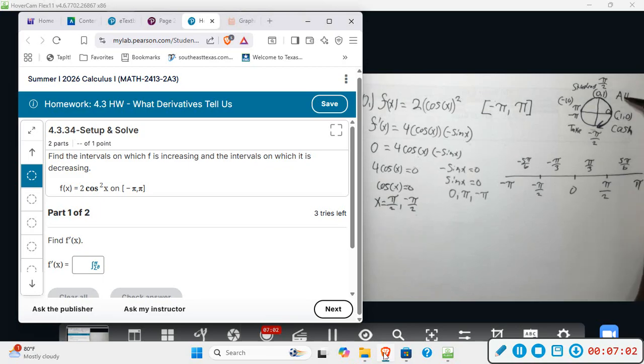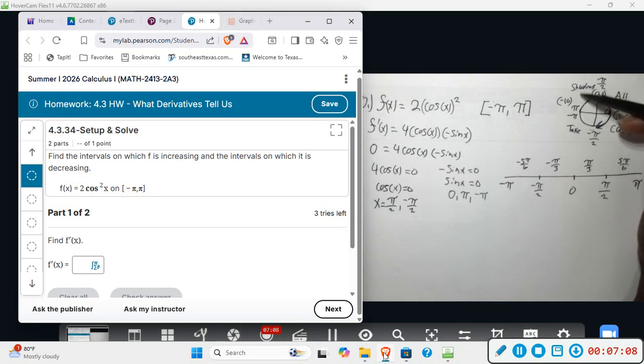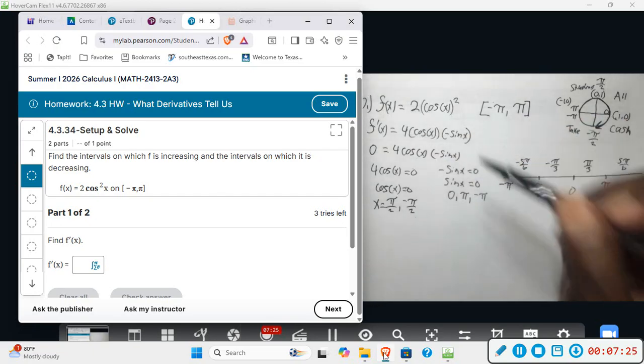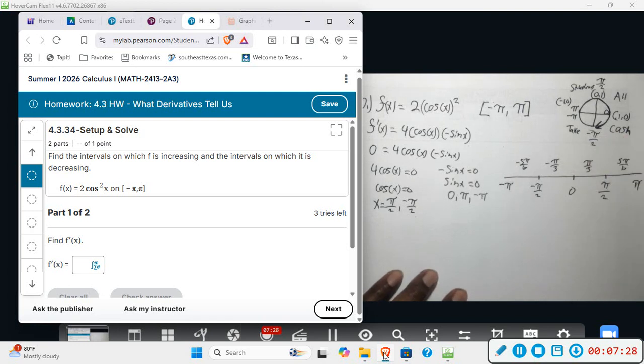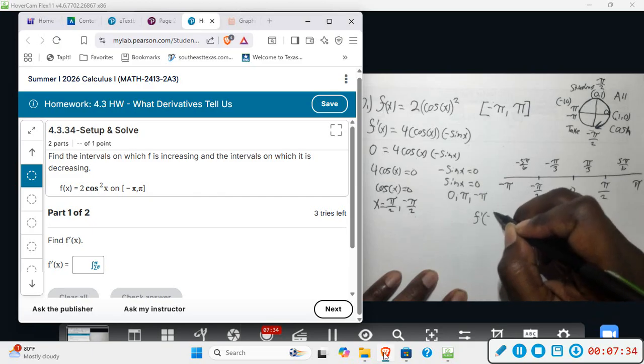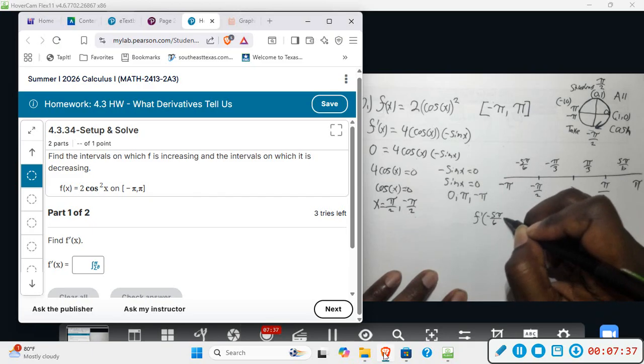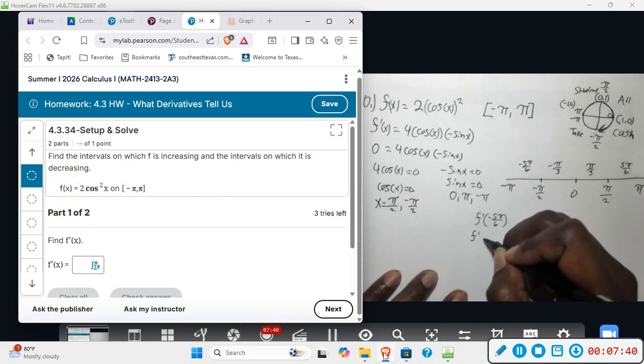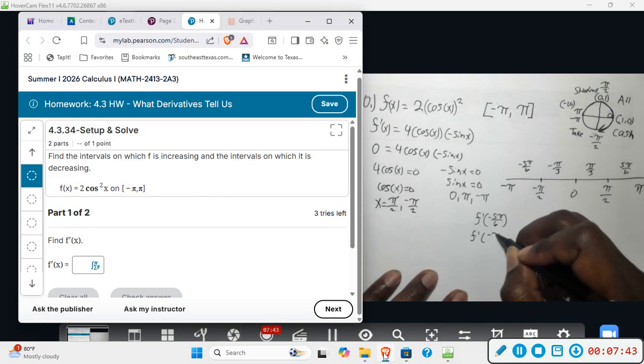So all of the trig functions are positive in the first quadrant. Only sine and its counterparts are positive in the second quadrant, S for students, sine. Tangent is positive in the third quadrant and cosine in the fourth quadrant is positive. So if I just use this acronym, we can figure out just the sign of these. So let's go through it. So I'm going to do f prime of 5 pi over 6. F prime of negative pi over 3.